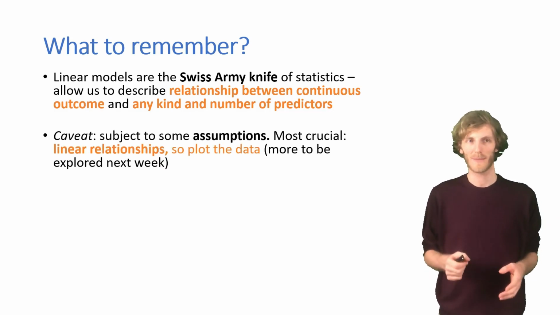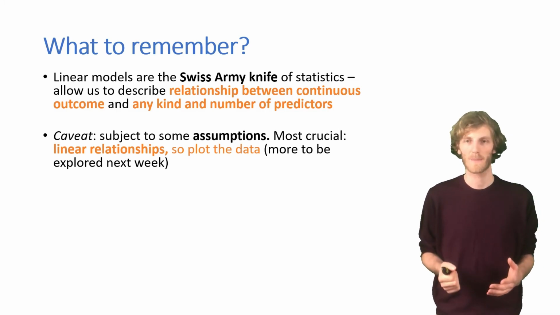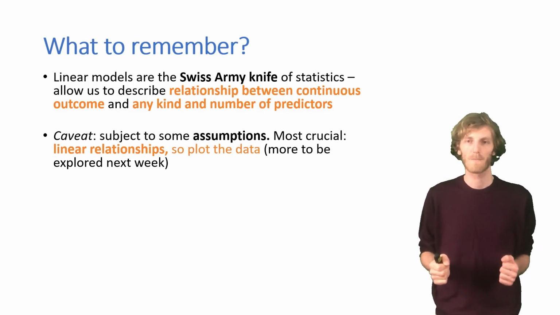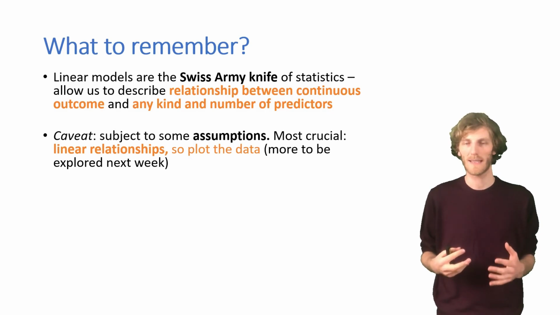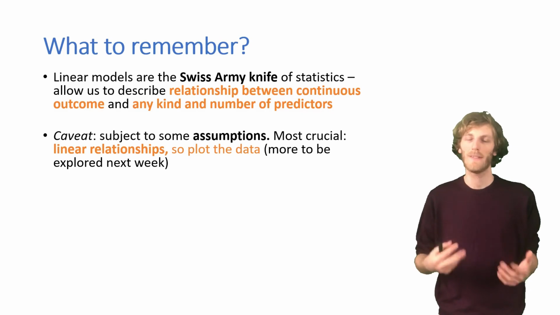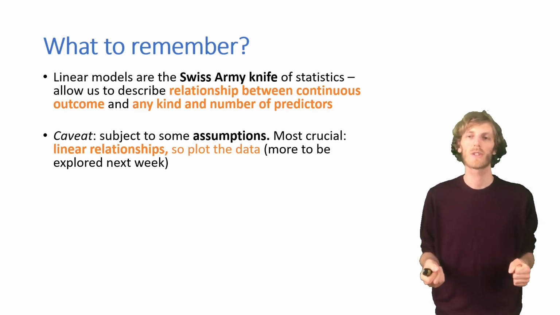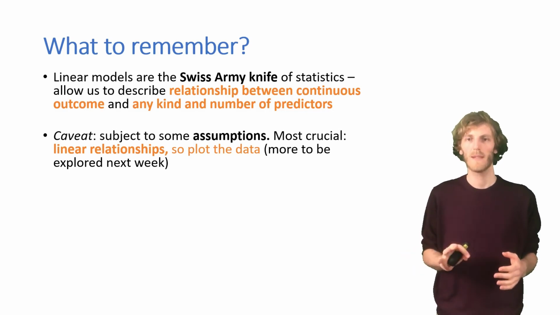There are a couple of important assumptions that limit the situations when we can actually use linear models. The most important one to really bear in mind is that we are assuming linear relationships. So it's worth plotting the data and worth thinking about whether these linear assumptions make sense. If I wanted to study the effect of caffeine intake on exam performance, for example, I could not expect that that's a linear relationship, so I would need to use a different model. We'll explore other assumptions next week, but keep the requirement for linear relationships in mind.